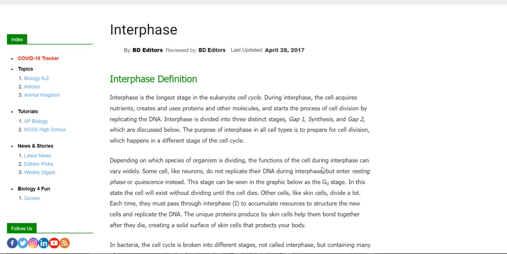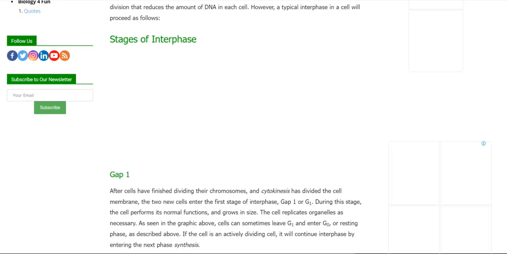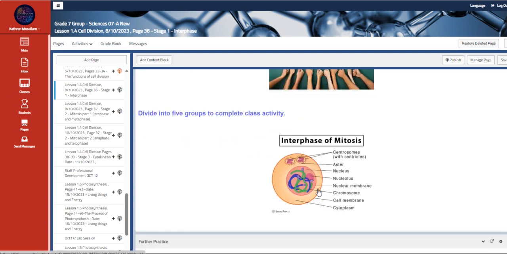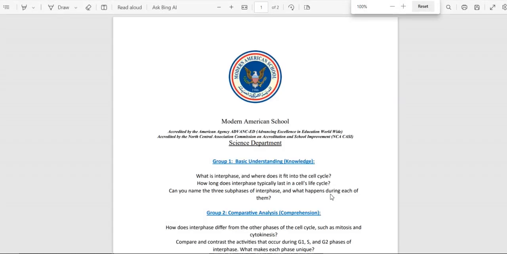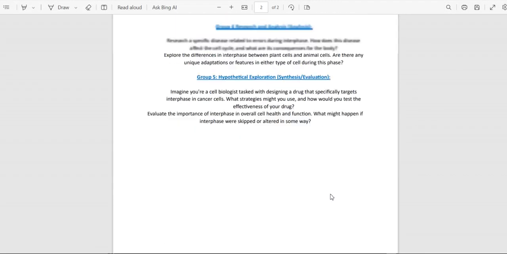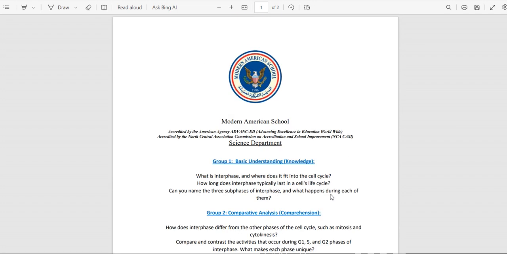Here we have a class activity, which is interphase definition. Okay, this is an article. Once you're done with the article, you have to complete this worksheet. Okay, you are going to be divided into 5 groups.